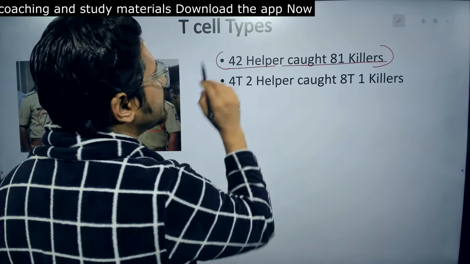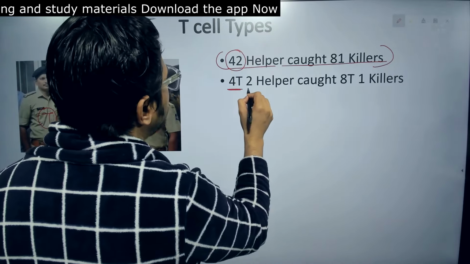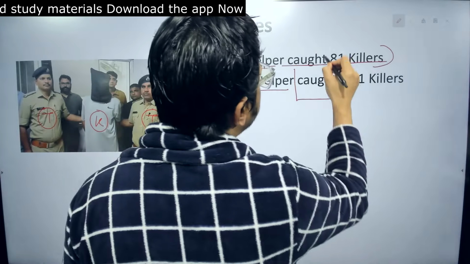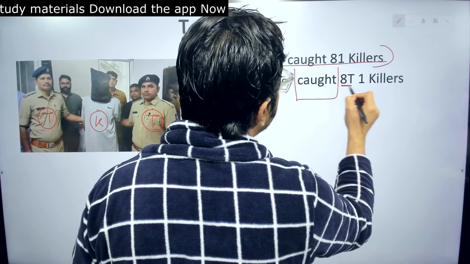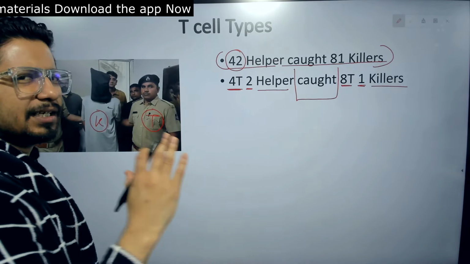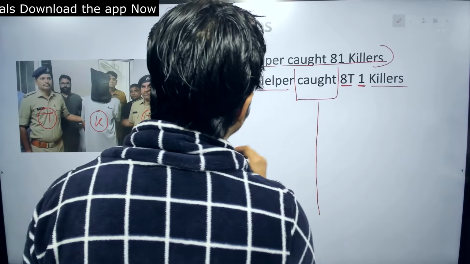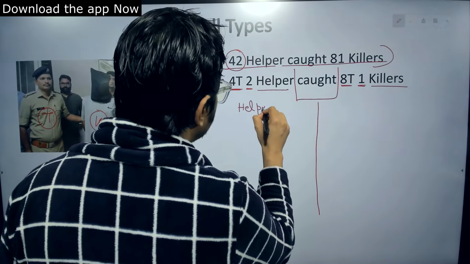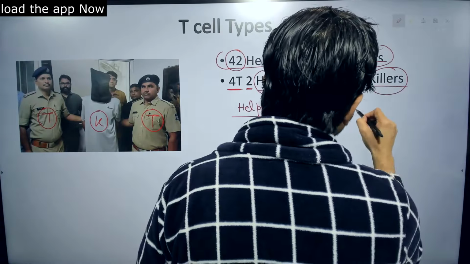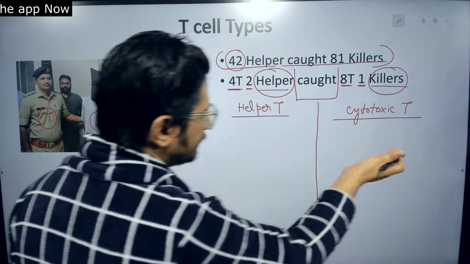But we'll rearrange this sentence a little bit. So instead of writing 42, we'll write 40 and then we write 2 helper, right? Caught is separated. Then again 81, we can separate it as at 8T and 1, then we write killers, right? So from this, anyone with a moderate IQ can understand that we are talking about two separate T cells here, helper T cells in this side, because helper means helper T cell and killer means cytotoxic T cells in this side, right?